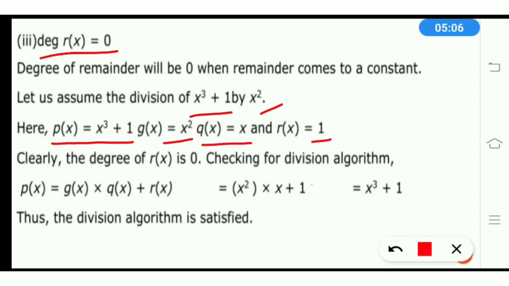Okay, now we check the division algorithm. So checking for the division algorithm, p of x equal to x cube plus 1. Now g of x equal to x square and q of x equal to x. This is multiplication, okay. q of x equal to x, so x square into x, that means x cube, and the value of r of x equal to 1, so x cube plus 1. That means p of x equal to g of x into q of x plus r of x, that means left hand side equal to right hand side. So the division algorithm is satisfied. Clear?